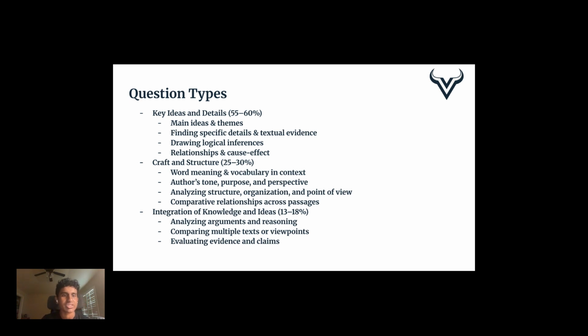Then you have craft and structure, which is 25 to 30% of ACT reading, which has word meaning and vocabulary and context, author's tone, purpose, and perspective, analyzing structure, organization, and point of view, and comparing relationships across passages. This becomes a little bit harder because now you need to understand context and you need to understand choices within context. So you need to know the tone or the structure, the tone that the author is trying to get across, like the meaning that the author is trying to get across. And you have to put words in context, ideas in context, all of that.